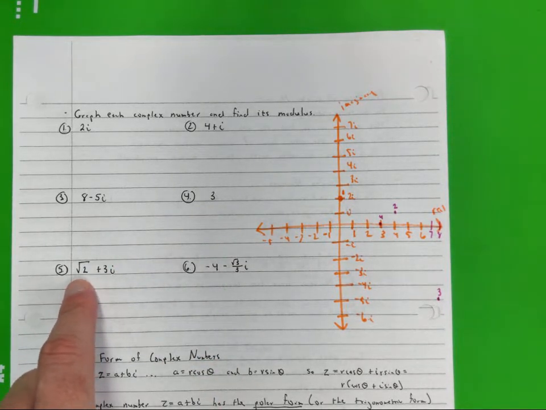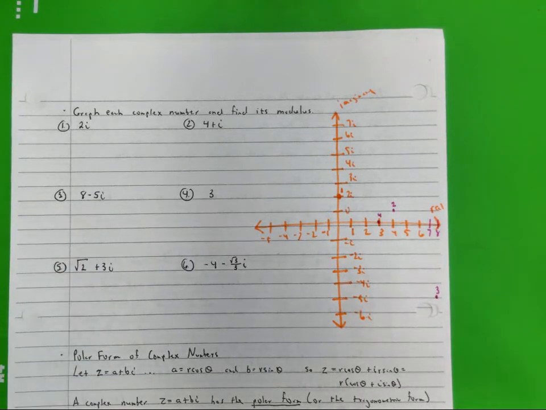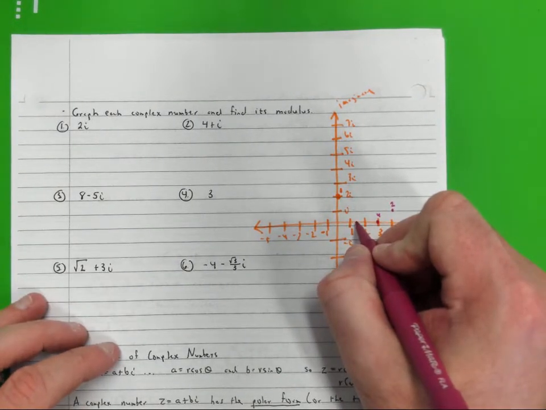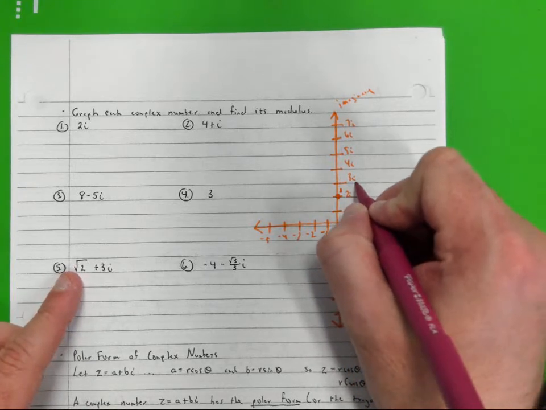Number 5, square root of 2 plus 3i. You need to find a decimal approximation. What is the square root of 2? 1 point what? Okay, so let's go like 1.4. We're going to estimate. Little past 1, up 3.